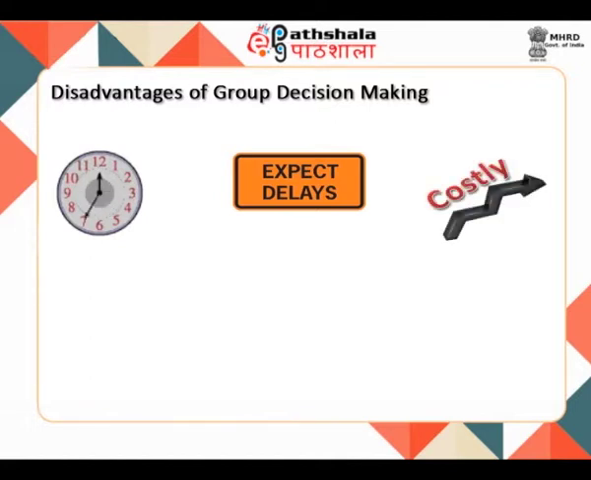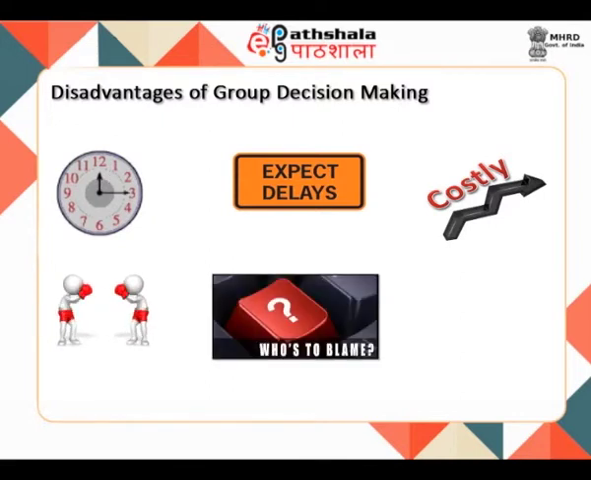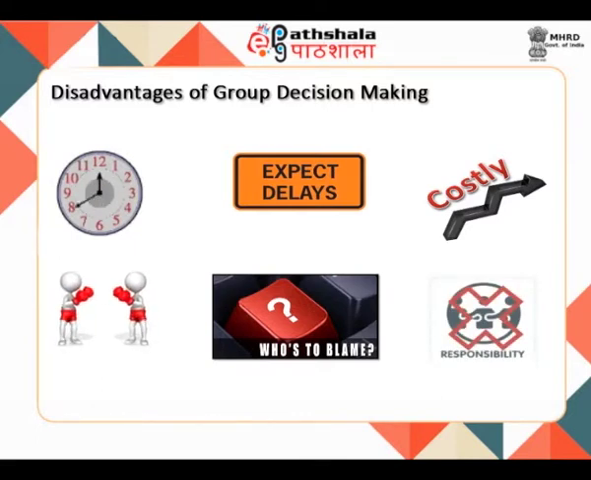Costly process. Group decisions may be costlier than the individual decisions. Conflicts. There may be a chance of conflicts due to different nature and personality of individuals in a group. Lack of accountability. Group decisions may result in a lack of accountability among members. Lack of responsibility. No individual might be ready to take the responsibility of the task.